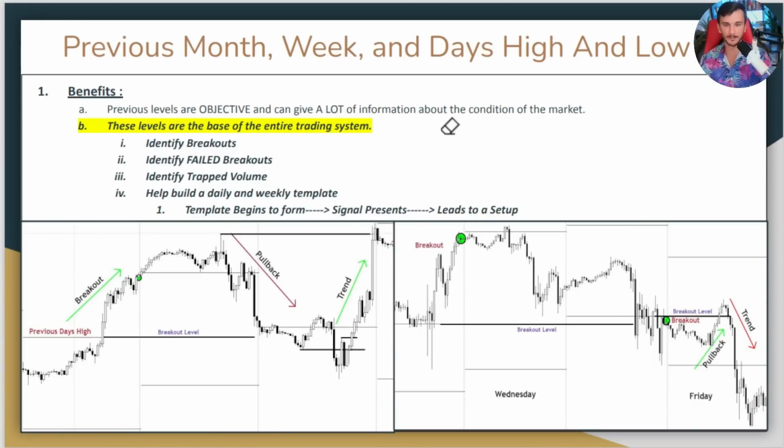Those levels are objective, and they give a lot of information about the condition of the market or the trading setup opportunities that you could be looking for on the following day, depending on how price behaved at or around those levels, and of course the open and close from the previous day. These levels are the base of the entire trading system. They identify breakouts, identify failed breakouts, they can identify trapped volume, and they help build a daily and weekly template as the weeks progress. And the template begins to form.